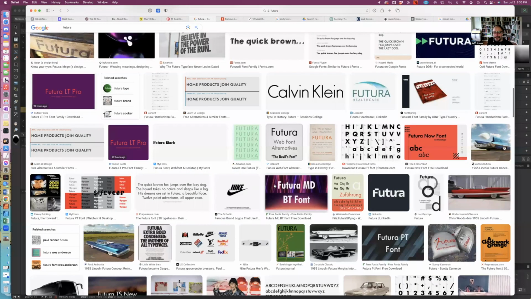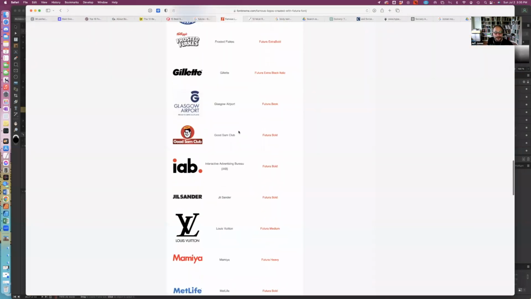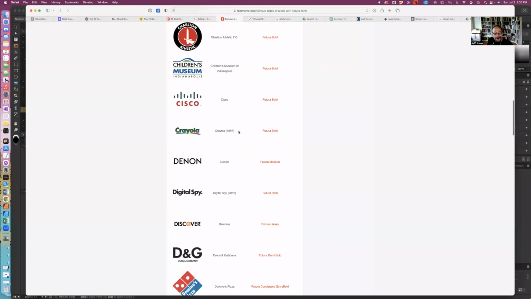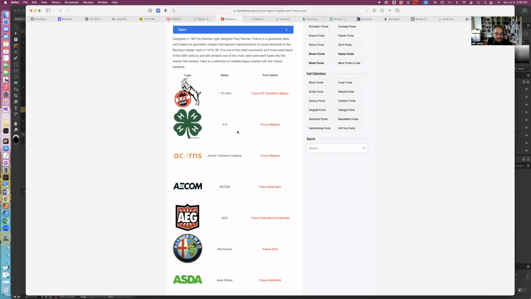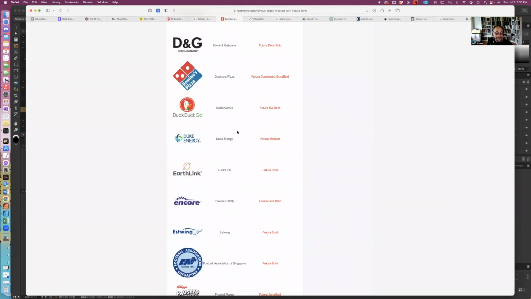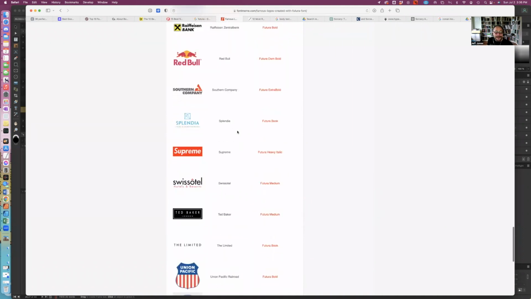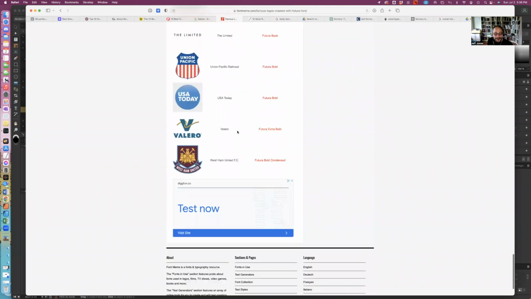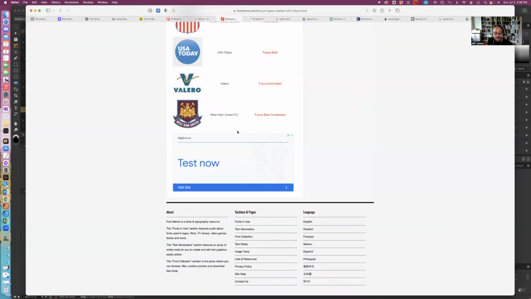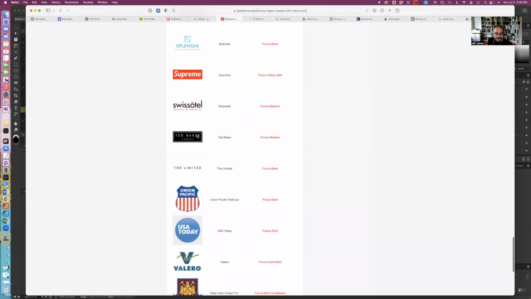But if you really want to, I do recommend that. If you really want to see, look at logos. I think this will be the quickest way of demonstrating. If you look at all these logos from Best Buy to AEG to 4-H to Frosted Flakes to Gillette, USA Today, these all use Futura. They use a version of Futura, and you can take the different fonts.